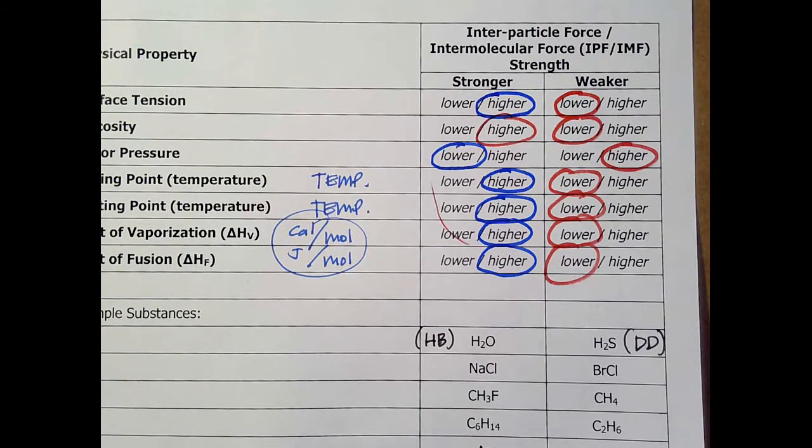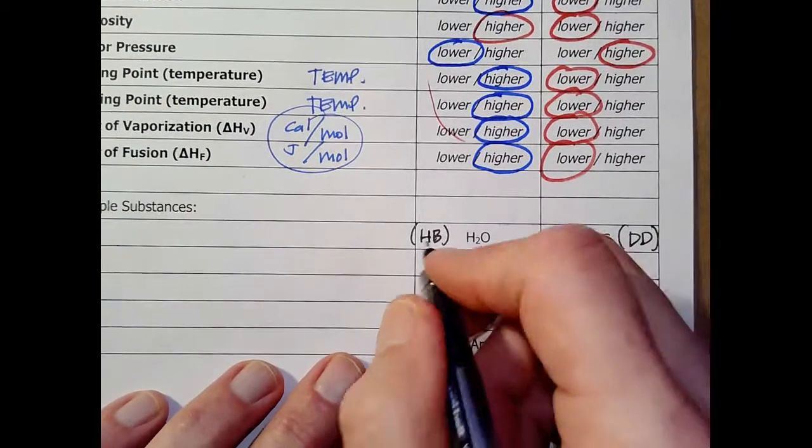Okay, let's look at NaCl. That's chapter 3. We know those are ions.